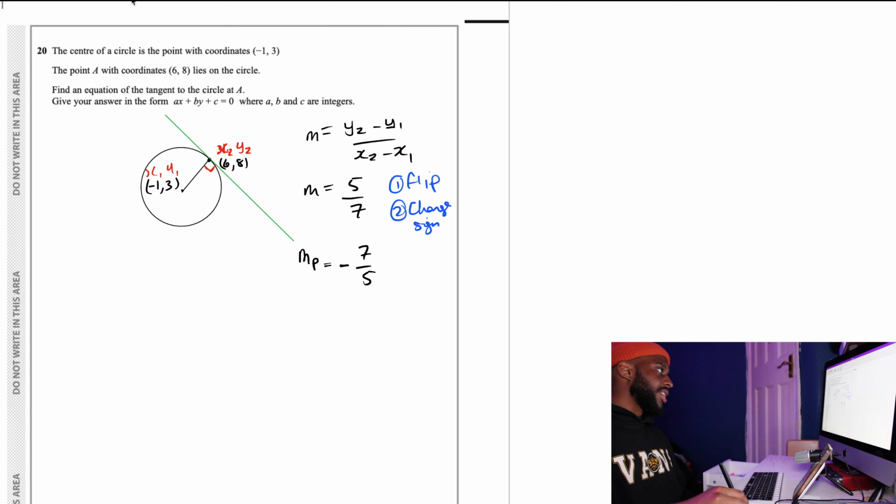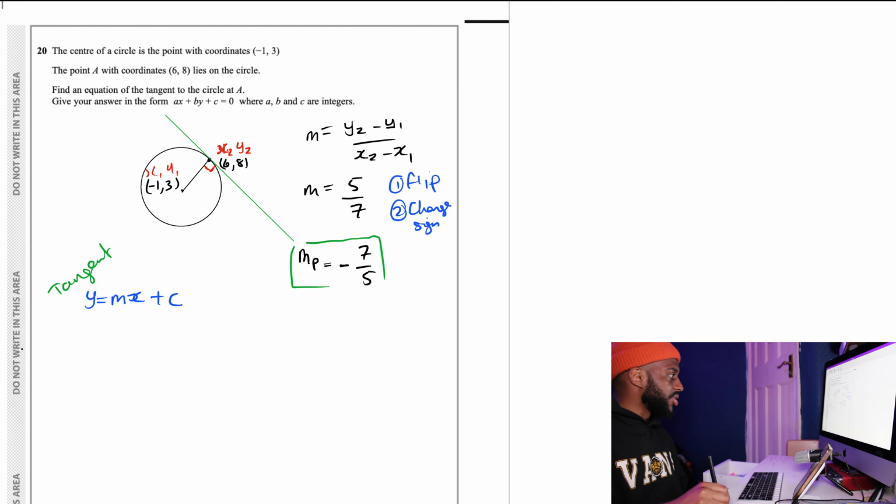Okay, next we're going to look at the equation of a straight line. So y equals mx plus c. So this is for the tangent. We're now working out the tangent. And we've just worked out the perpendicular gradient, so that belongs to the tangent. So I'm going to write that in. This is the tangent gradient that we've worked out.